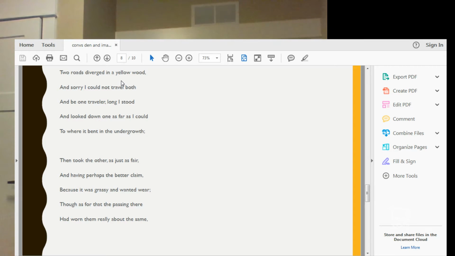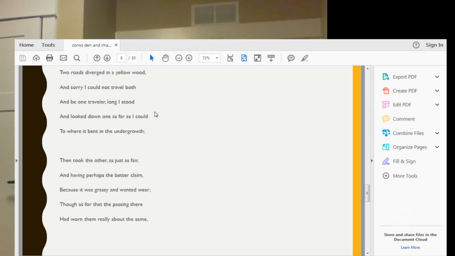Okay. That whole sentence right there, packed with imagery. This whole poem is packed with imagery, which is why I think this is the best one to use. Okay, so two roads diverged. When it's talking about two roads diverged, that's a physical split. So you can even think of this as a fork in the road. Okay? Fork in the road. So two roads diverged in a yellow wood.